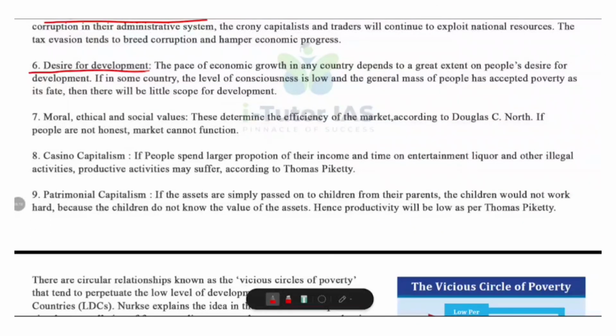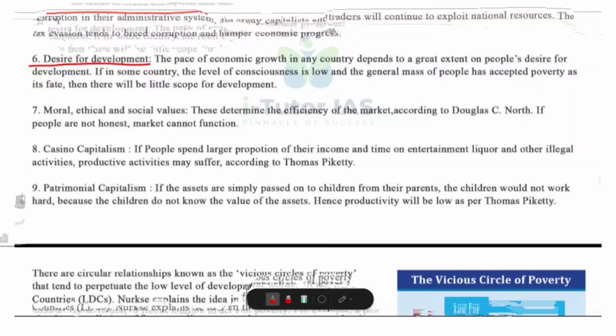Sixth one, desire for development. Okay, so next is the people's desire for development. Economic growth is not only about GDP, it's all about people's mindset. If people accept poverty as destiny, and if there is a low level of consciousness about welfare and progress, then the motivation to improve productivity will be very low. And countries where people aspire for better living standards naturally grow faster. So development requires ambition, awareness, and a desire for progress at the mass level.